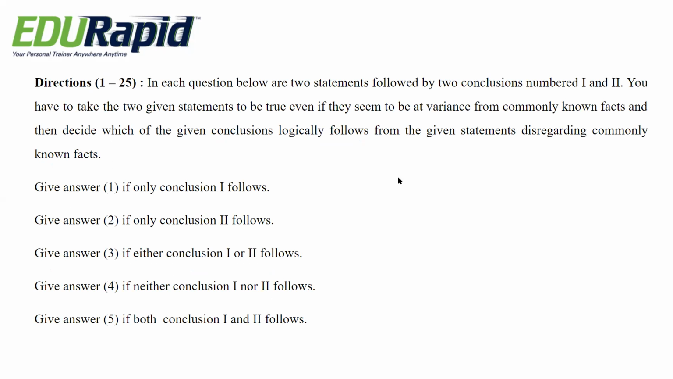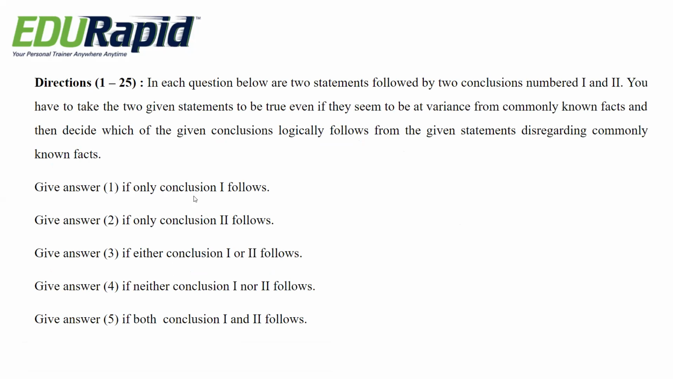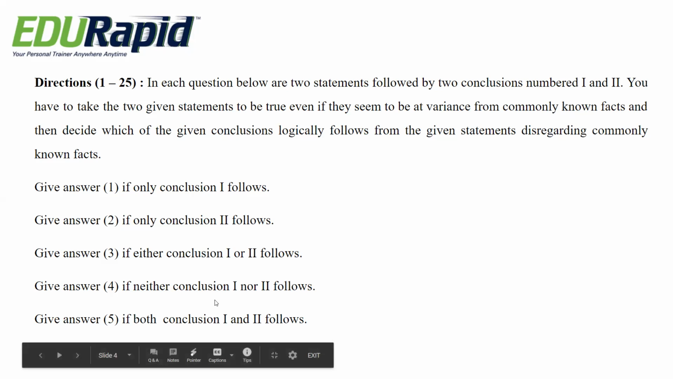Okay, in this syllogism, there will be either two questions, that means two statements or two conclusions, or sometimes they may ask three statements, three conclusions, or up to four statements and four conclusions. And the options will be like this: only conclusion 1 follows, only conclusion 2 follows, either conclusion 1 or 2 follows, neither conclusion 1 nor 2 follows, both conclusion 1 and 2 follow.